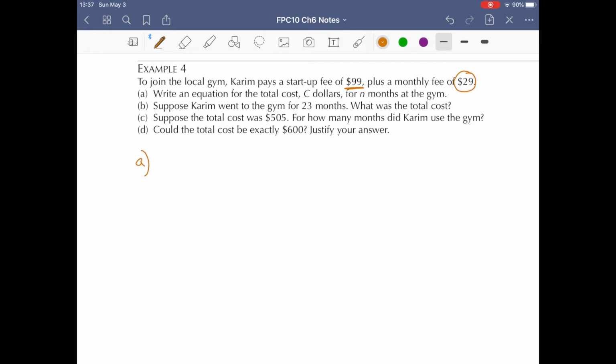So the cost of this equation is going to be equal to $99 to start with, plus $29 for every month that he goes. n stands for number of months. Now we could rearrange this into y equals mx plus b form. It could be like this: cost is equal to $29 for every month that he's there, plus $99 initial cost.